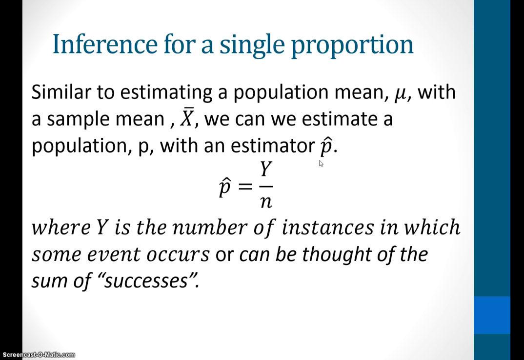Okay, so what is p-hat? P-hat is basically the number of instances in which some event occurs, or it can be thought of as the sum of successes. So it's just the number of times something happens, all divided by the sample size. So it's our sample proportion of the thing that we're interested in testing.